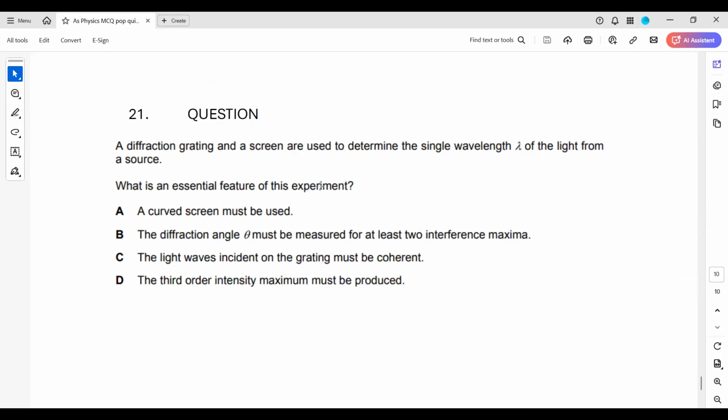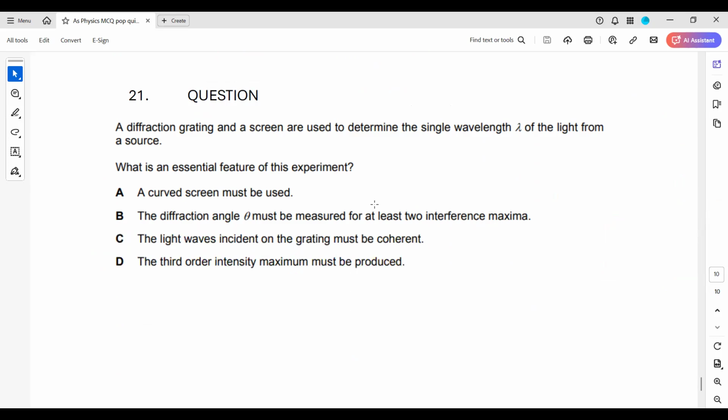Question 12. A diffraction grating and a screen are used to determine a single wavelength of light from a source. What is the essential feature of this experiment? What is the essential feature of a diffraction grating? The curved screen must be used. No, that's not the case. We use a linear or plane screen.